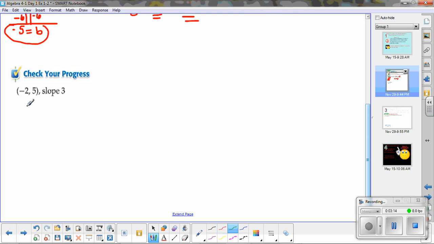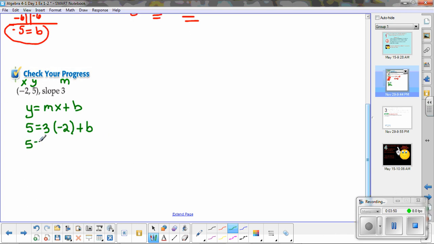Again, the first thing I would start out by doing is writing y equals mx plus b. Now, if we're trying to find the equation of the line that goes through negative 2, 5 with a slope of 3, we're going to replace x with negative 2, y with 5, and m with 3. So in place of y, we're going to put a 5. In place of m, we're going to put a 3. In place of x, we're going to put negative 2. And we don't know what b is, so we just put plus b.